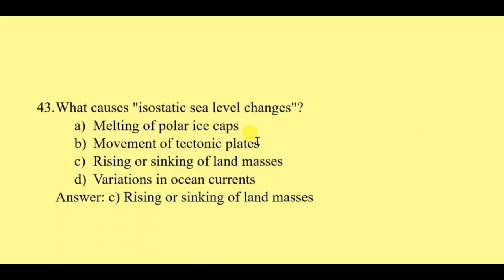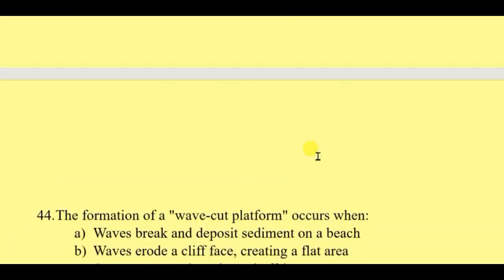Question 43. What causes isostatic sea level changes? Melting of polar ice caps, movement of tectonic plates, rising or sinking of land masses, variations in ocean currents. So the correct answer will be rising or sinking of land masses.